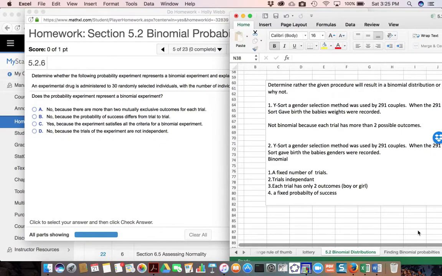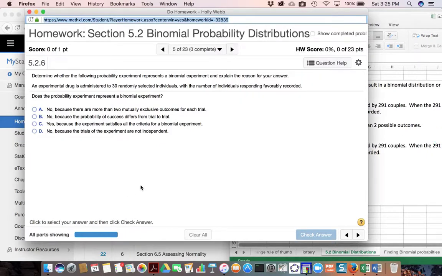We need a fixed number of trials, and the trials need to be independent. Well, here we have 30 randomly selected individuals. Each one is a trial, and we're assuming that their reaction to the treatment will be independent, and that each trial has just 2 outcomes. Here, we want to see whether they respond favorably. So 2 outcomes, they can either respond favorably or unfavorably. So that is met.